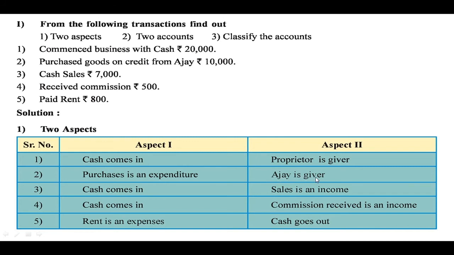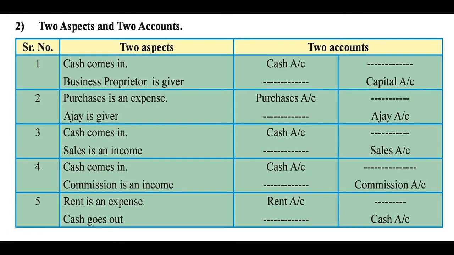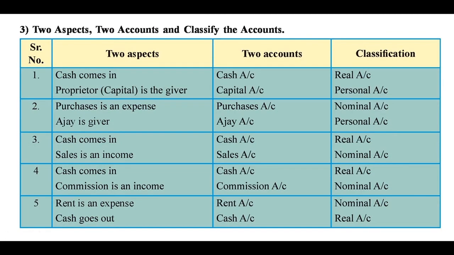Now on the next page, we are going to identify which two accounts are involved in the second transaction. The aspect is purchases is an expense. So purchase account is involved while Ajay is a giver. So the second account which is involved is Ajay's account. Now we are going to classify these two accounts. Purchase, since it is an expenditure, it is a nominal account. And Ajay is a natural person's account. So it is a personal account.